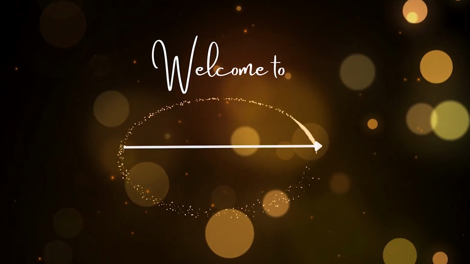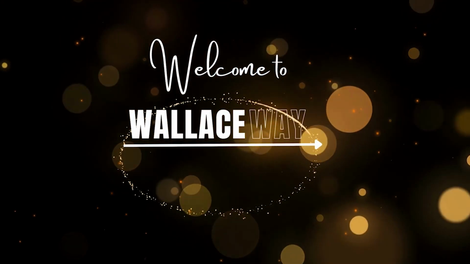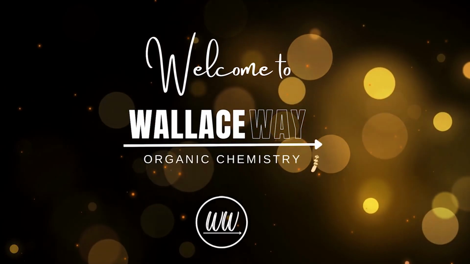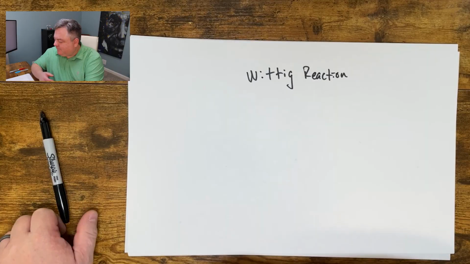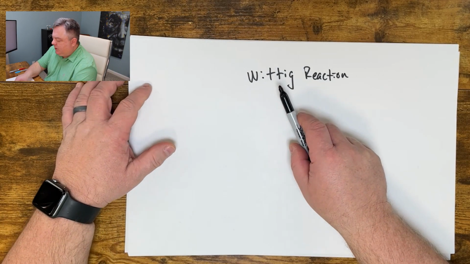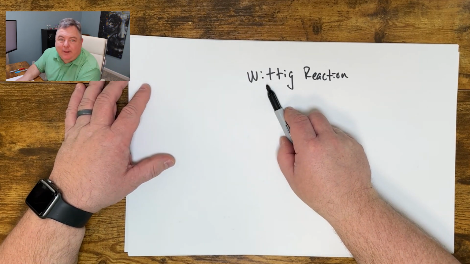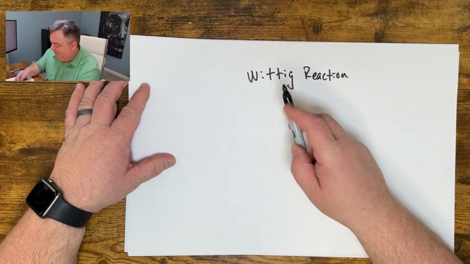In fact, it was so important that George Wittig won the 1979 Nobel Prize in Chemistry. So let me show you one of the best ways to make carbon-carbon double bonds. Let's jump right in. So George Wittig, I really don't care how you say it. I really care that you understand what it does.